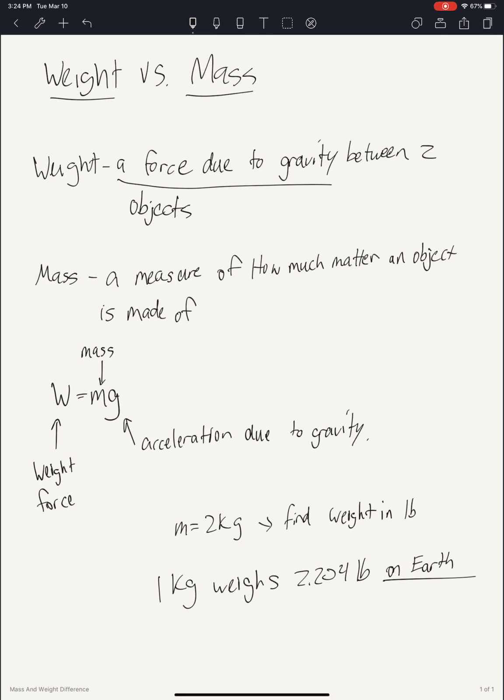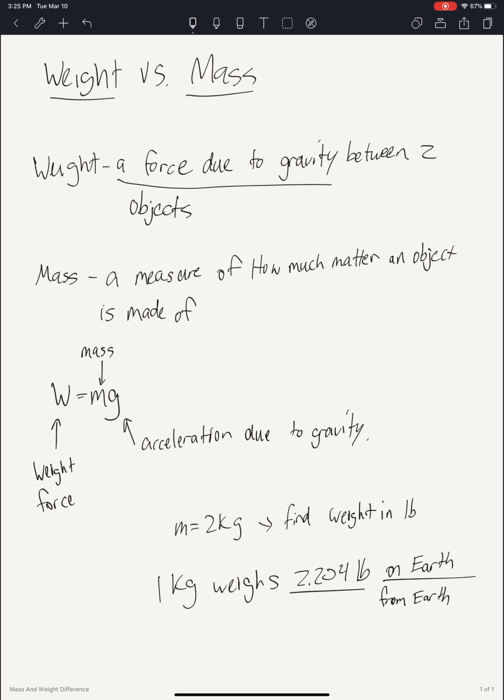But even that's not the entire picture. A 1 kilogram object weighs 2.2 pounds, I should say, from Earth. Meaning to say, the weight force from the Earth that is exerted on a 1 kilogram object on the surface of the Earth is this large. It is 2.204 pounds.